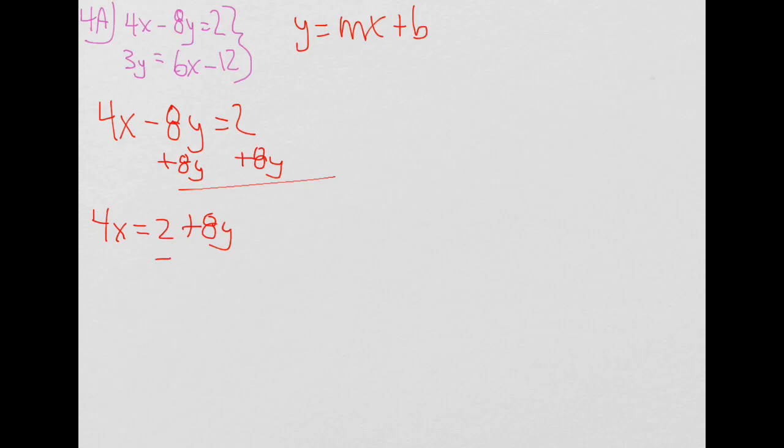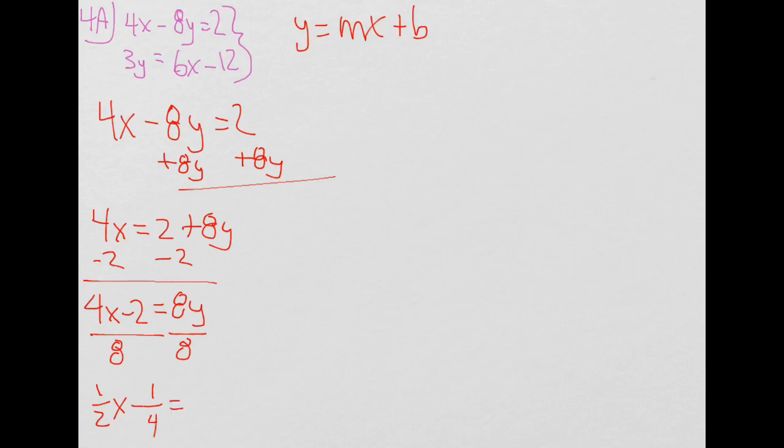Now let's continue to get y by itself, so subtract 2 from both sides. You get 4x minus 2 equals 8y. Finally, the last thing I need to do is divide both sides by 8. Don't forget to do it to each term on that 4x minus 2. So do that, and you will get 4 divided by 8 is 1/2 x, minus 2 divided by 8 is 1/4, equals 8 divided by 8 is 1y. So that is my first equation.